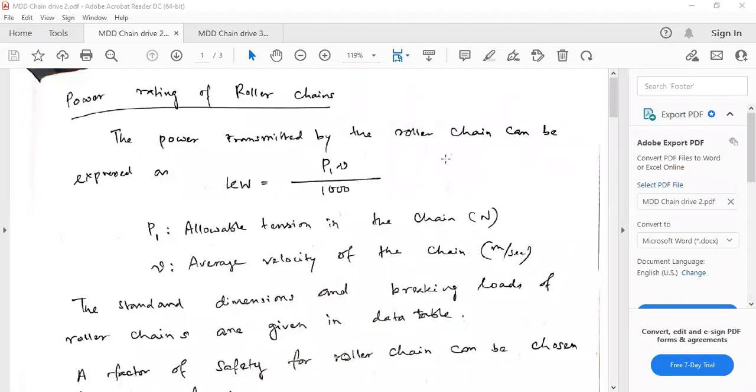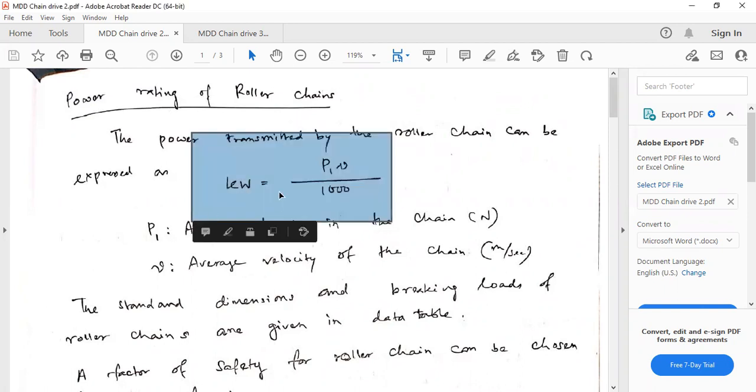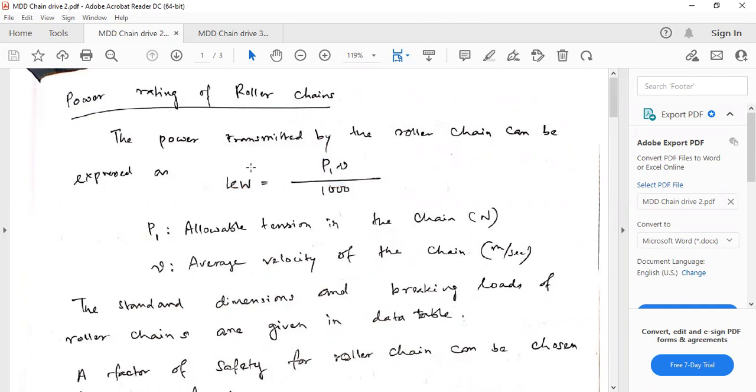Students, in this lecture we will be learning about the chain drive and its power rating. The power rating of roller chains is given by this relation, with power in kilowatt: power equals P1 into V by 1000.